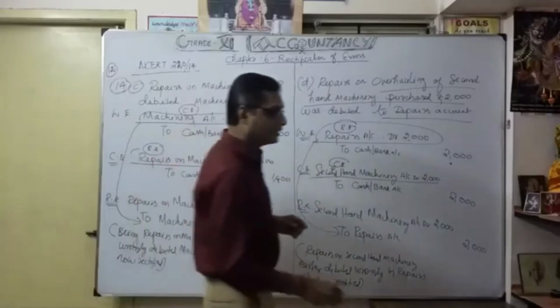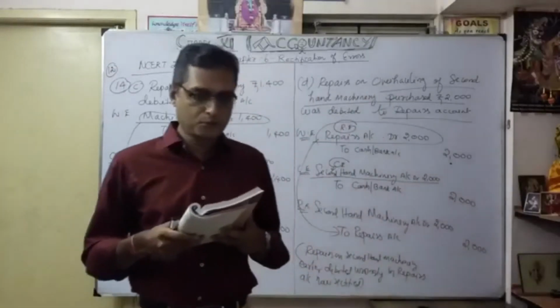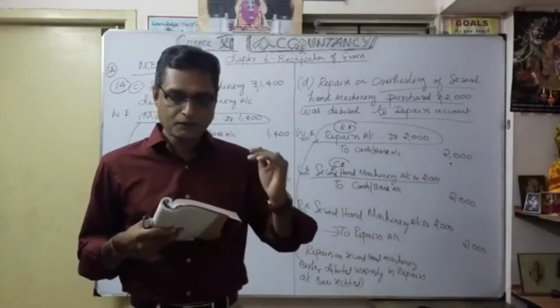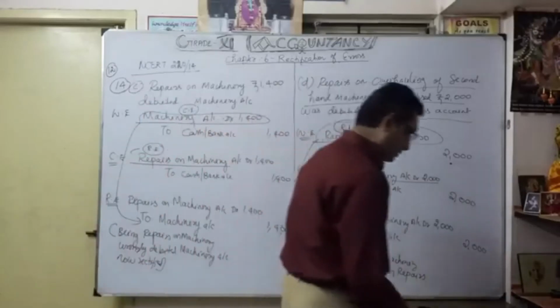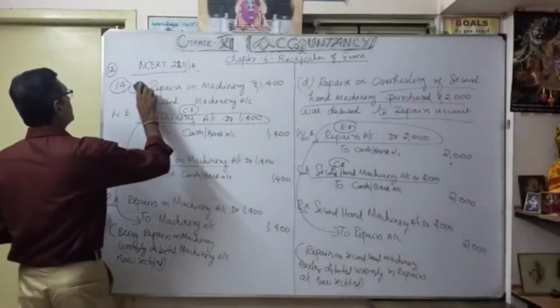Now finally we are going to see the final one: sale of old machinery of book value 3000 was credited to sales account. This is a very interesting one. Okay, so we will do this finally.